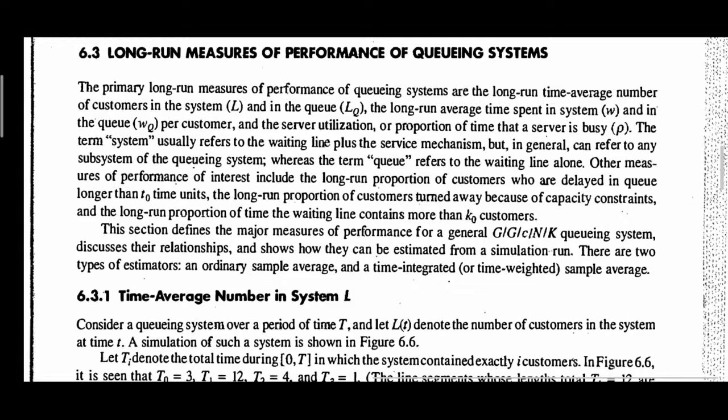And the server utilization, or the proportion of time that a server is busy. You can consider this as P for the sake of convenience. The term system usually refers to the waiting line plus the service mechanism, which is the general scenario everywhere: waiting plus service gives the overall system time. But in general it can refer to any subsystem of a queuing system. The concept of waiting comes over there.